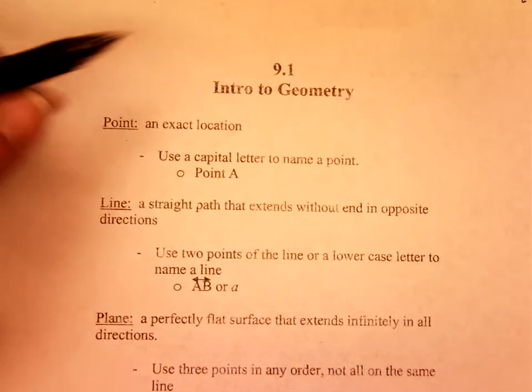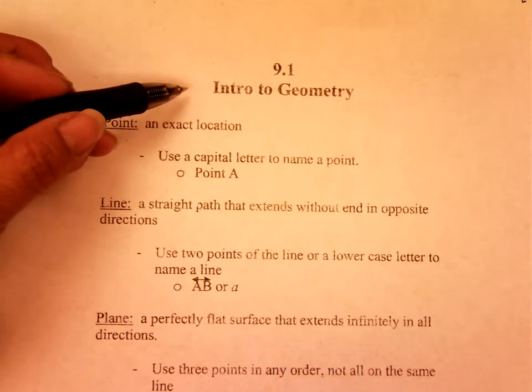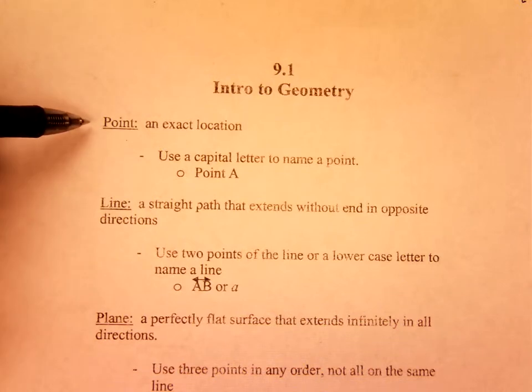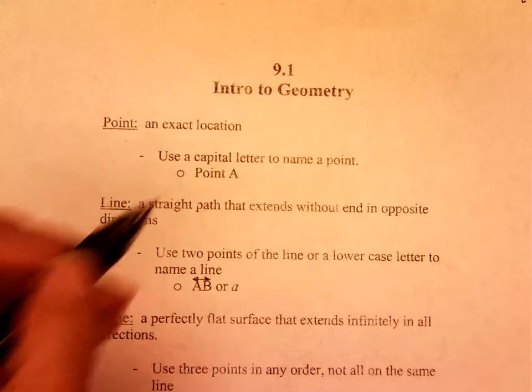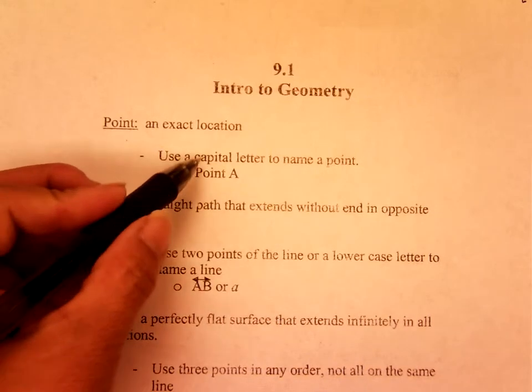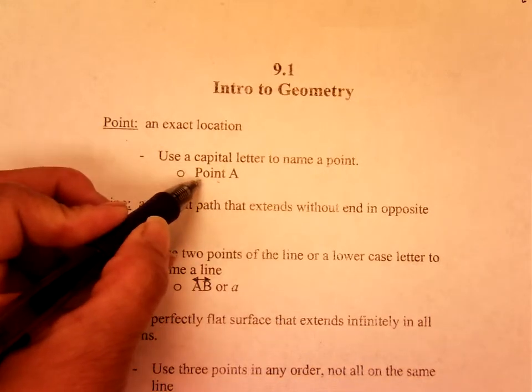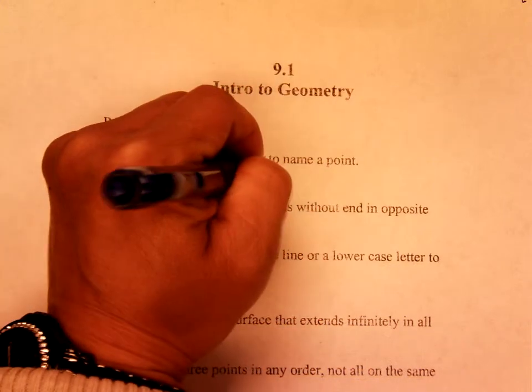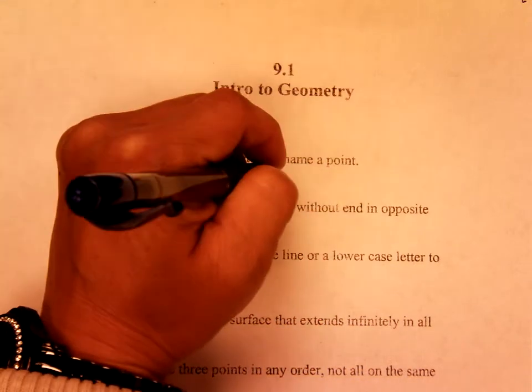Okay, so today's lesson is 9.1, Introduction to Geometry. A point is an exact location. Use a capital letter to name a point. So here you write the point and A, or you can make the dot and then the capital A.